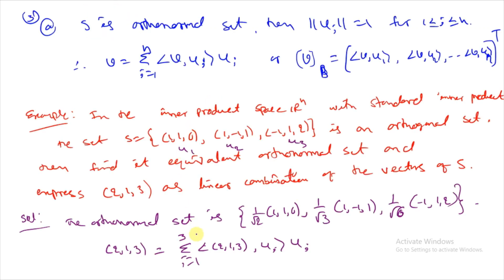See now we check the first inner product of the first vector. What is the inner product of (1, 2, 2) into (2, 1, 1)? That is 3, divided by the norm of u1 squared. What is the inner product of (2, 1, 3) with the first vector? 3.